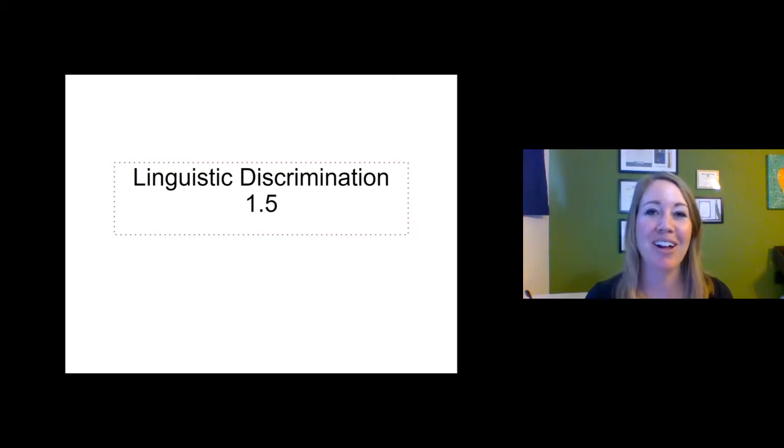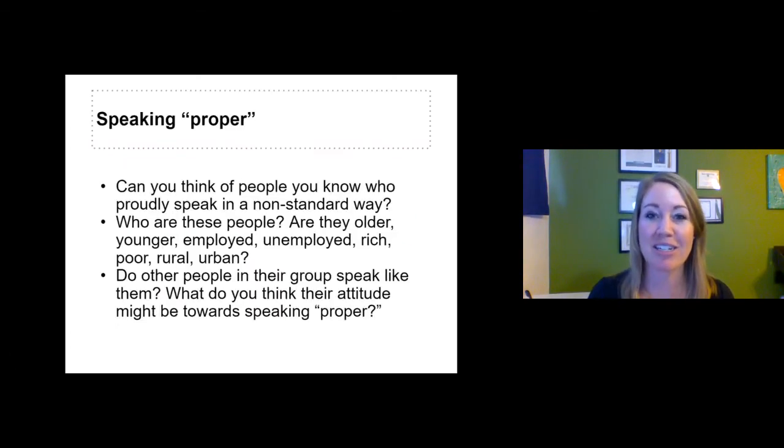Okay, guys, we're moving right along into section 1.5, linguistic discrimination. And here we're going to continue this conversation of what is proper or good English and what is non-standard English. I want to preface this all with, even though we're discussing English, these concepts apply to all languages.